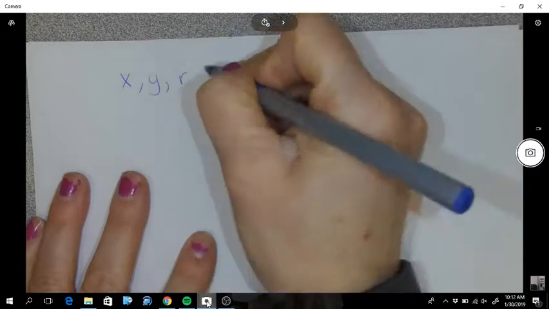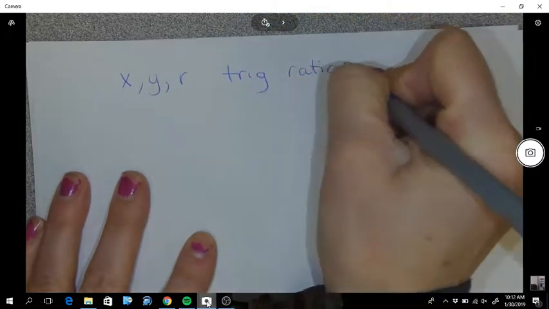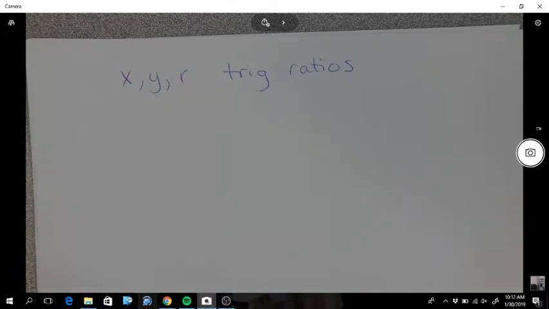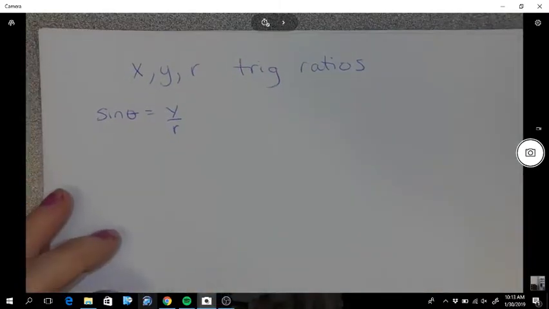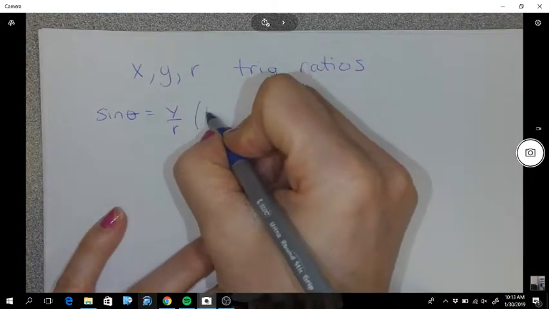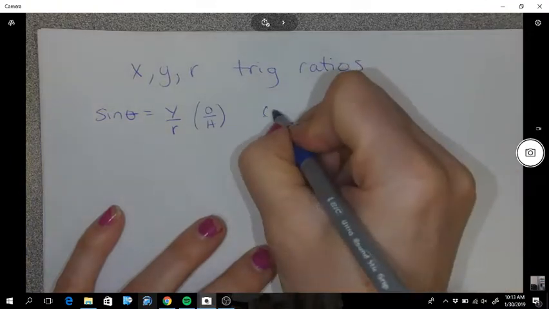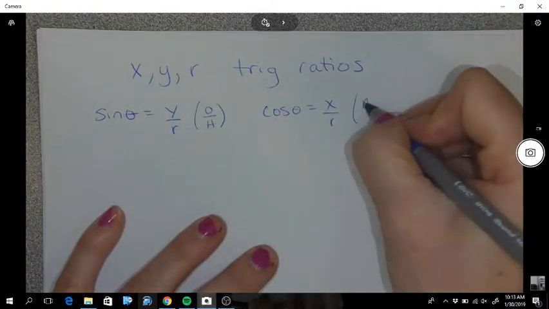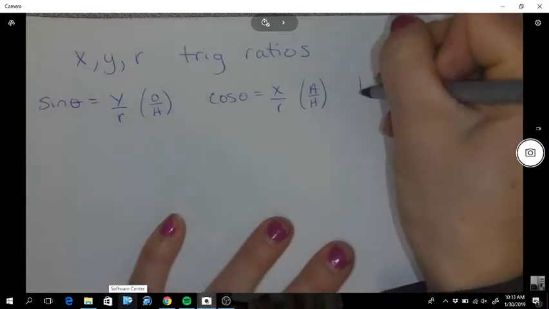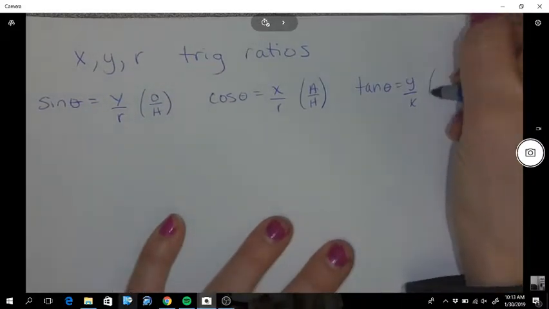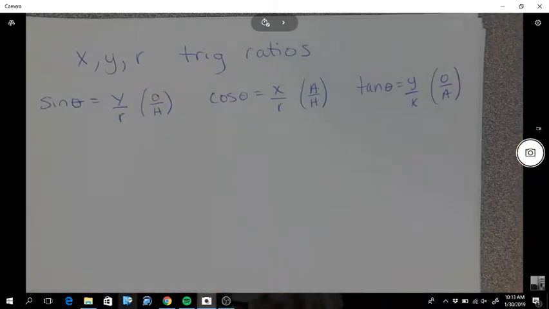Okay, we're going to talk about the values and ratios of the trig functions using x, y, r today. In grade 11, you learned this. The sine of the angle is the y over the r, which comes from opposite over hypotenuse, right? Cosine of the angle was the x over the r, which also came from the ratio of adjacent over hypotenuse. And tangent of the angle is the y over x, or the TOA ratio.